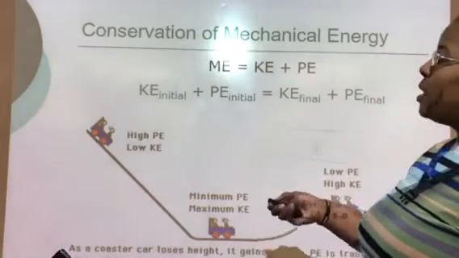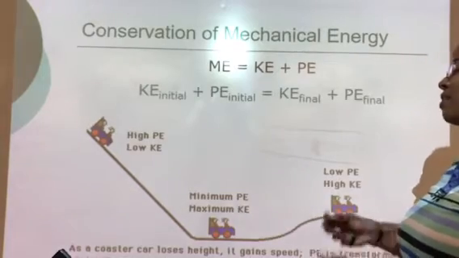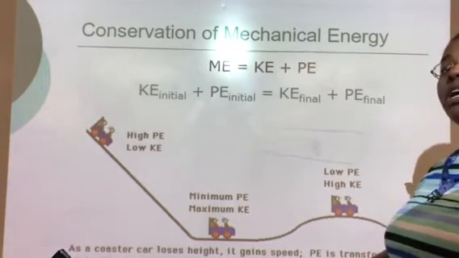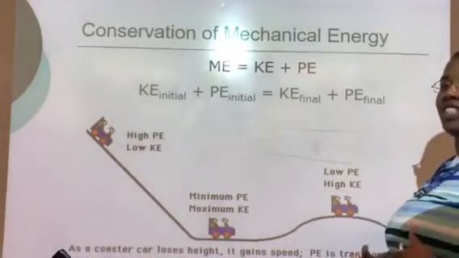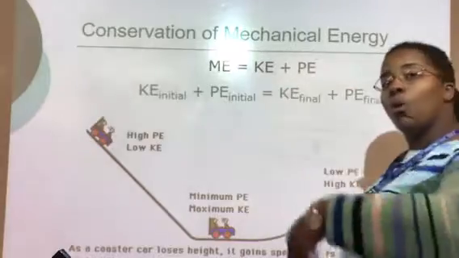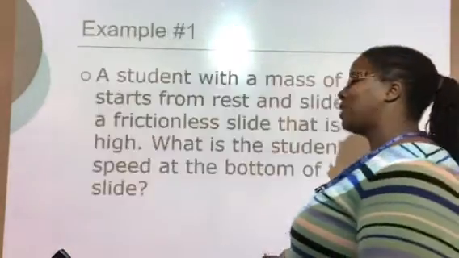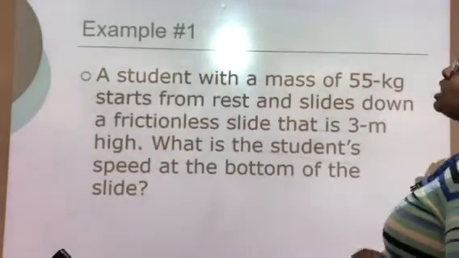So at the very top, we have high potential energy, which means at the very bottom, we're going to have the lowest amount of potential energy, but the max amount of kinetic energy, because now you are truly in motion. The more hills we go over, the more changes in potential and kinetic energy we will see. So, let's try this problem.